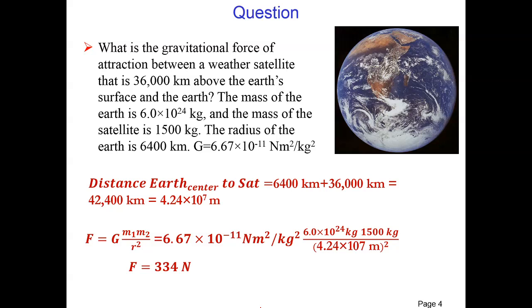If this were a 15,000 kilogram satellite that was on the Earth's surface, the force would be about 150,000 newtons. So there's a large change in this gravitational force with distance.